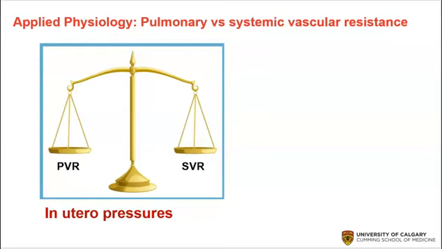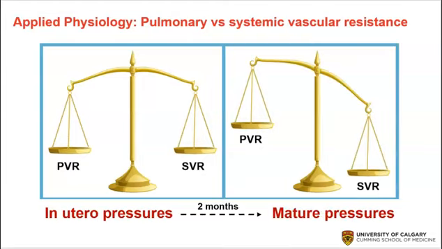In brief summary, pulmonary vascular resistance in the fetus is very high and is approximately equal to the systemic vascular resistance. After birth, the baby takes a breath, the lungs fill with oxygen, there is rapid pulmonary vascular dilation, and the pulmonary vascular resistance drops rapidly. It takes about 1 to 2 months for the pulmonary vascular resistance to fully drop to mature levels.